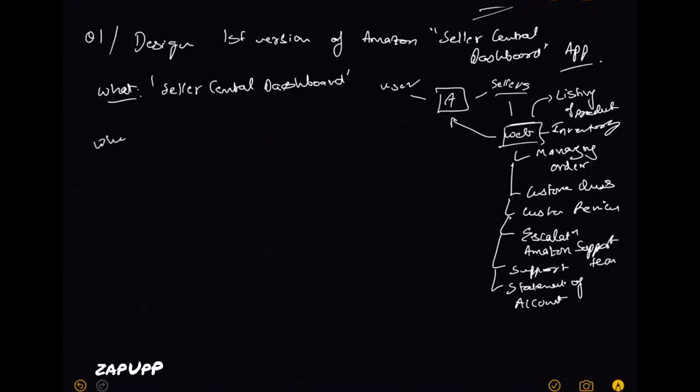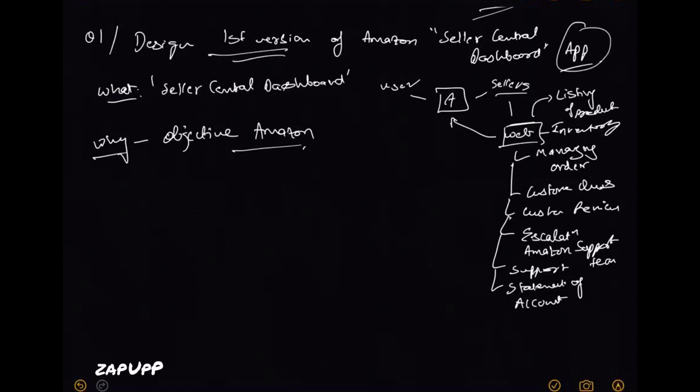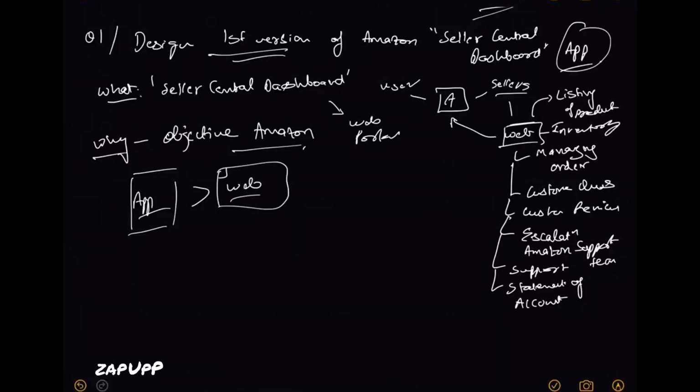Now next is why. So this is where we'll try to identify the objective. Now the question is that we need to come up with a first version of the app. Okay. So first we have to understand, why does an app make sense? Obviously, like we discussed, Seller Central dashboard in its current format is a web portal. Okay. And if we are thinking of creating an app, it can be accessed on the go. There would be a few time critical pieces of information, or there could be a few time critical actions that Amazon would want its seller to take. So that is where an app would have an advantage over a web portal.